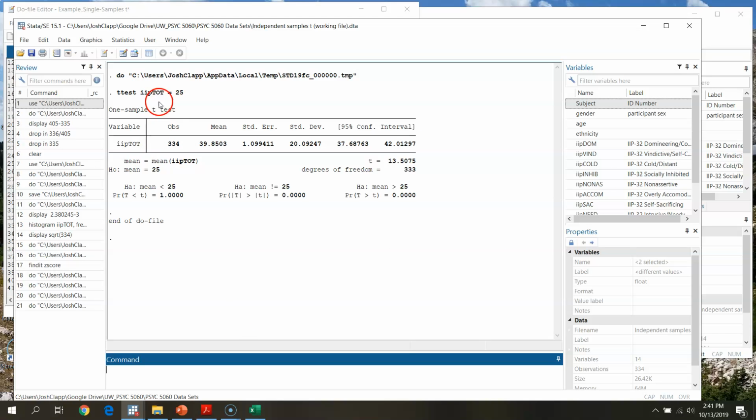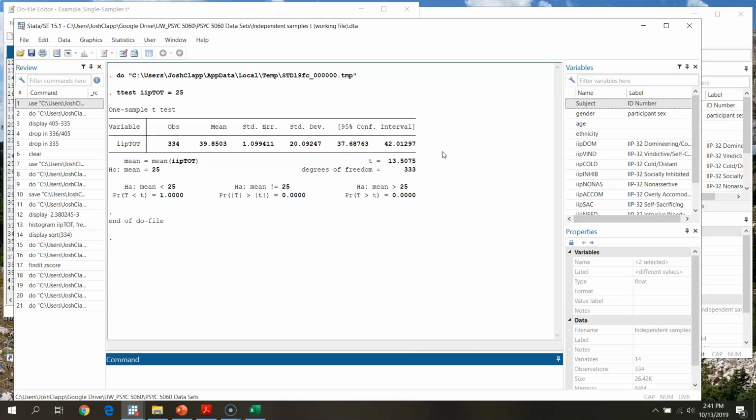Working through this, we see that we have a reference value here of 25. This is the mean value under the null, so we're testing whether or not IAP total in this sample is equal to the value 25 in the larger population. Here's the number of people in our sample. The mean for our set is 39.9. This is the standard error of the mean. Our standard deviation is about 20.1. And here's our 95% confidence interval.